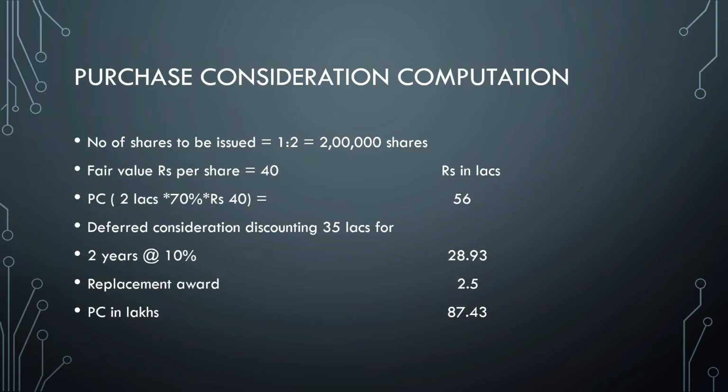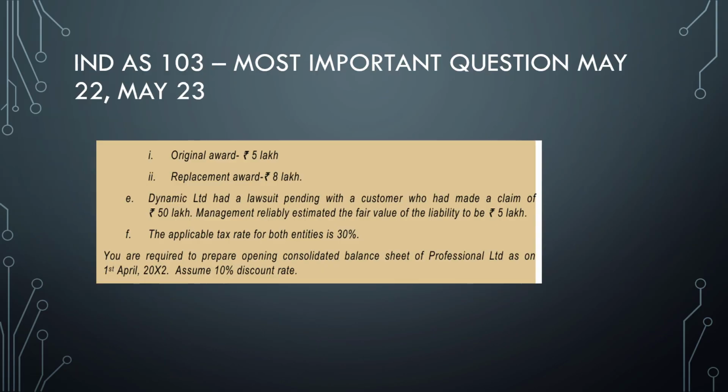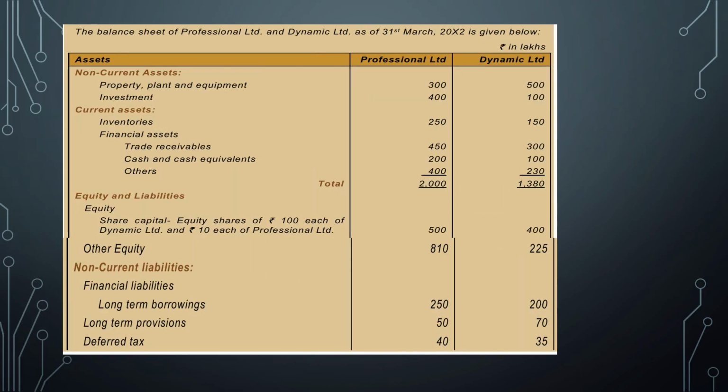Then you move to the purchase consideration. The number of shares to be issued is only 2. The total equity share capital of Dynamic is 4 lakhs.